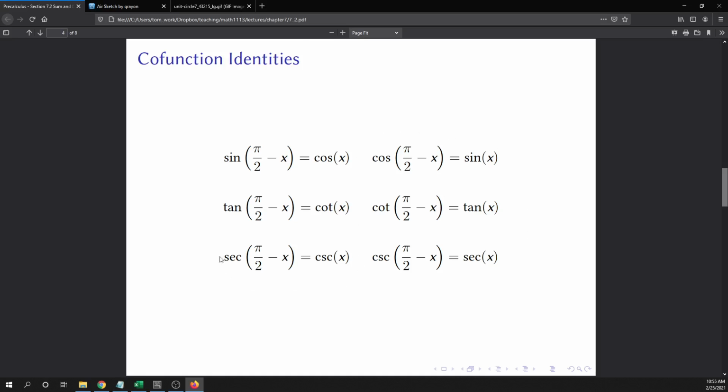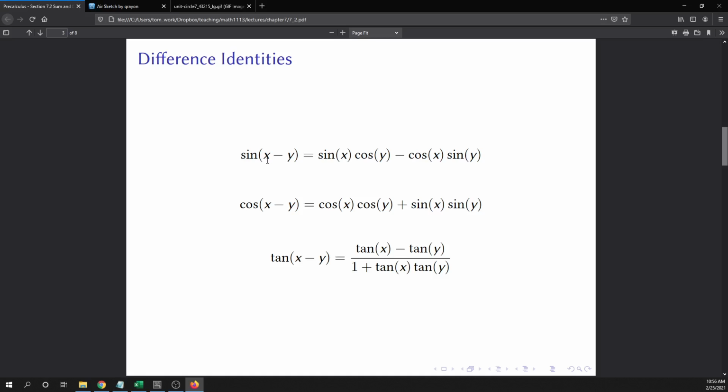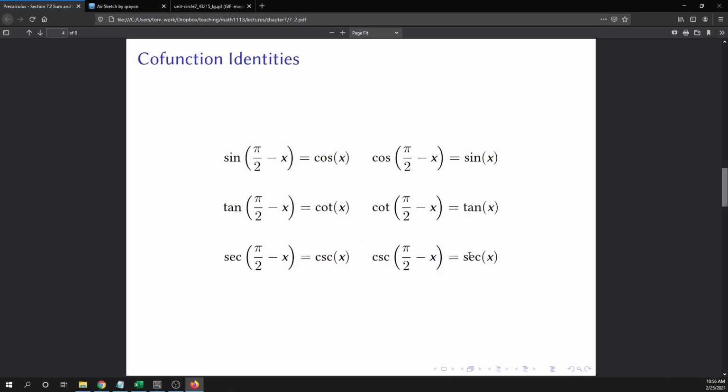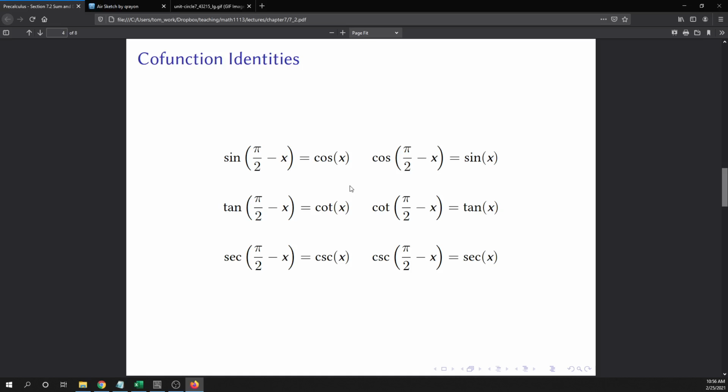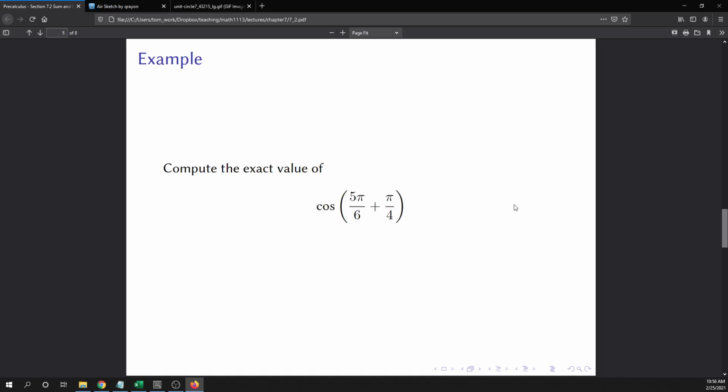This tells the relationship between those, and that's where the names come from for cosine, cotangent, cosecant. If you look, these cofunction identities are basically where you would replace the x in the difference identities by pi over 2. That will give you these cofunction identities. So really, these are special cases of the difference identities. That's just a brief overview of the sum and difference identities and the cofunction identities. In the next video, we will show you how to start using these identities.